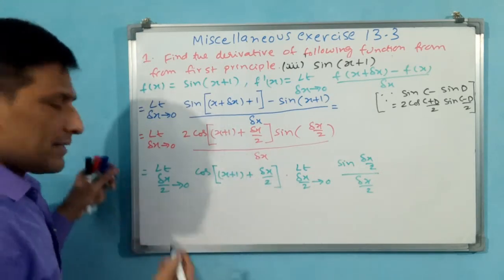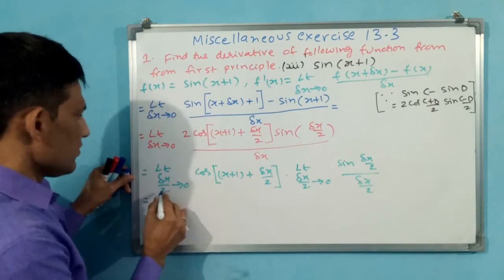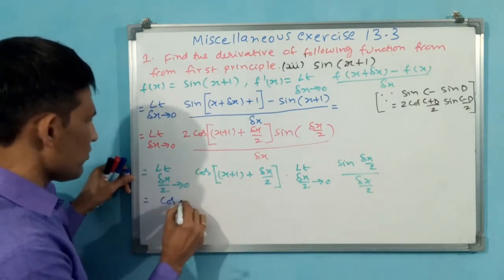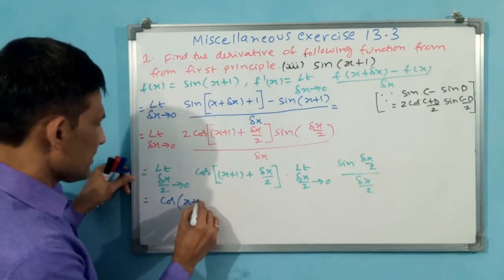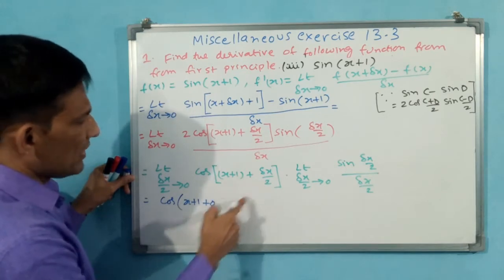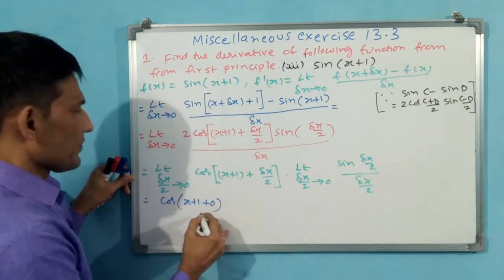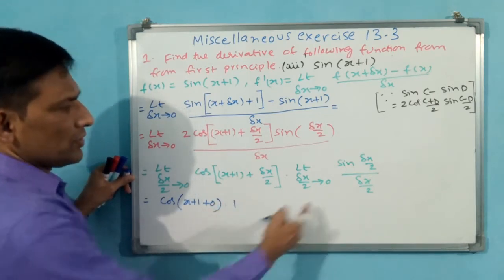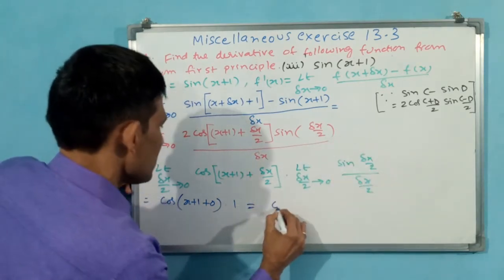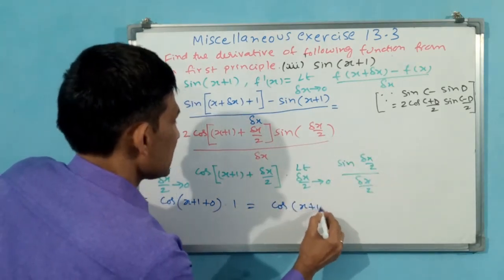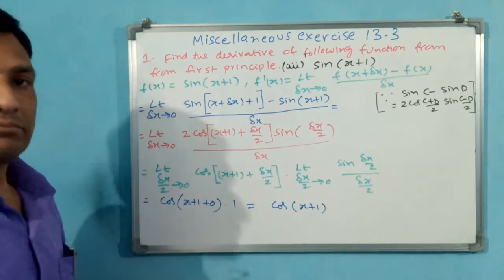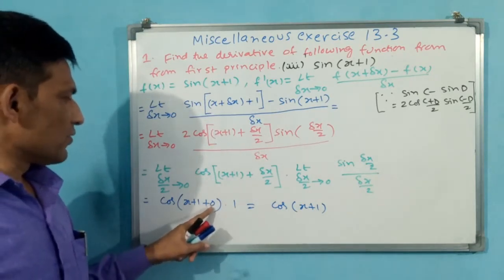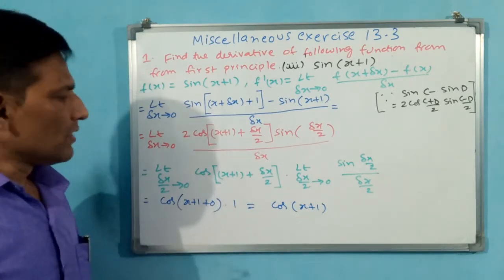Now you apply here. That is equal to limit, you are applying means there will be no limit. x plus 1 plus 0. Here 0 will come. Into 1. This is 1. That is equal to cos x plus 1. This is your final answer. Why? Because x plus 1 plus 0, 0 you need not add. Cos x plus 1.